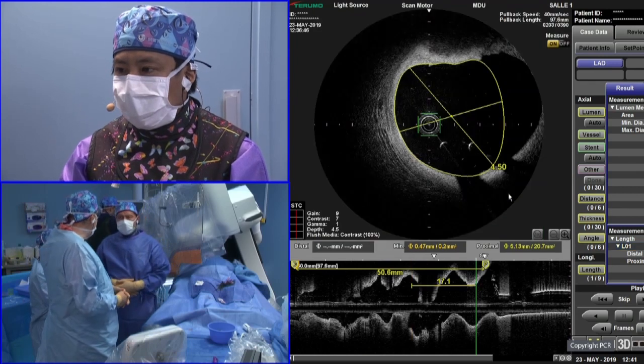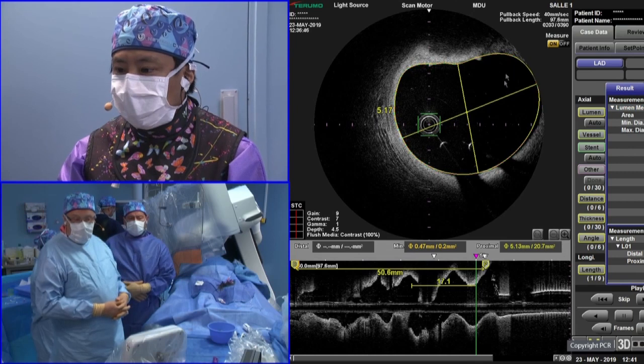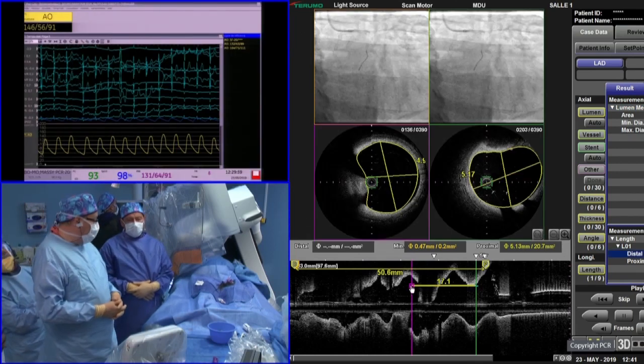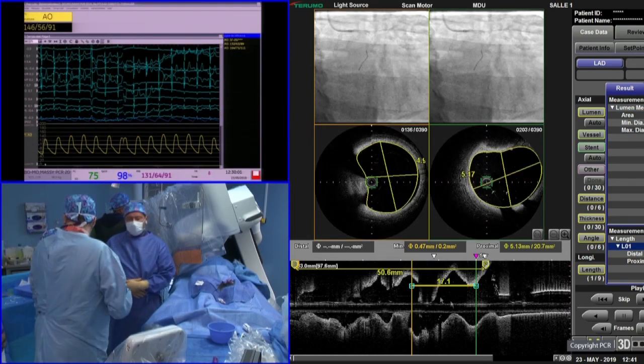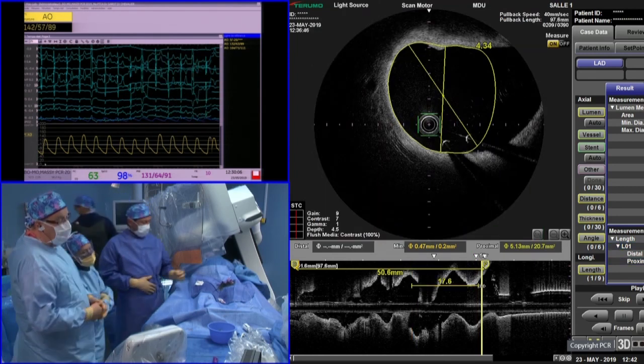We keep this strategy, Philippe? Yes, I think so. I think we had very nice information from OFDI. So we have the length and the mean diameter of the proximal LAD and left main. 4 by 18, you have it? 4 by 18. Bernard, Philippe?